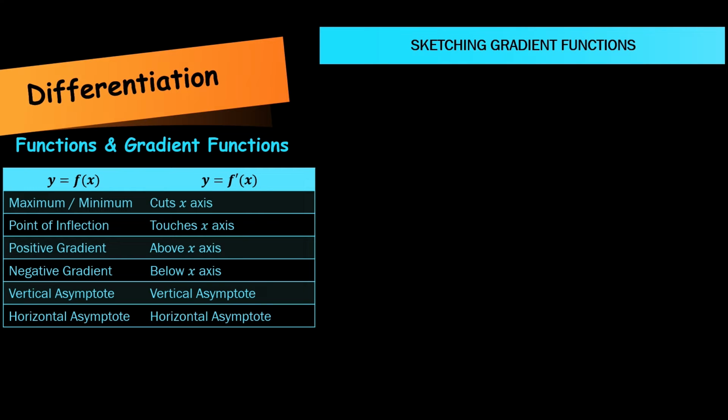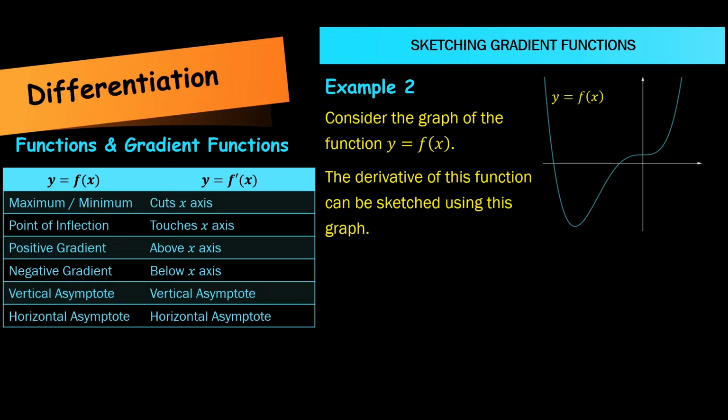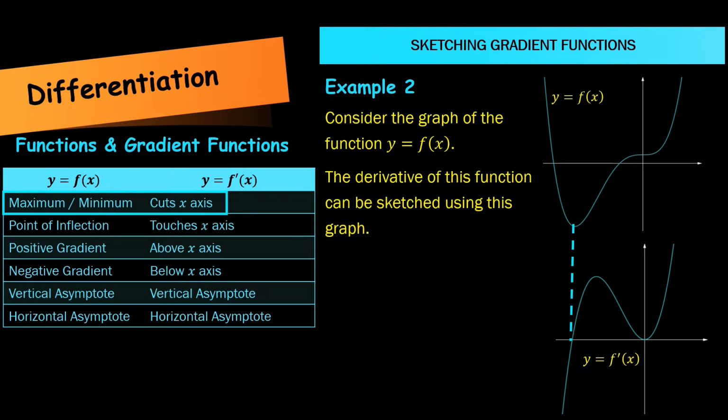Now let's have a look at some key features of y equals f of x which will allow us to sketch y equals f dash of x. Consider this example. Consider the graph of the function y equals f of x, as shown here. The derivative of this function can be sketched using this graph, and it will look something like this. How did we obtain this?